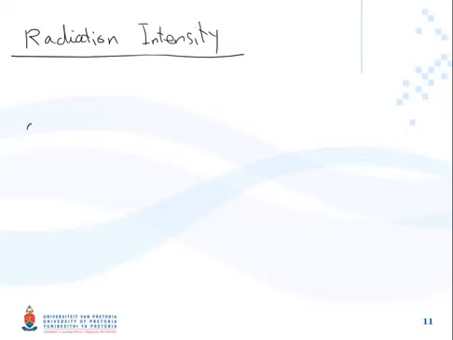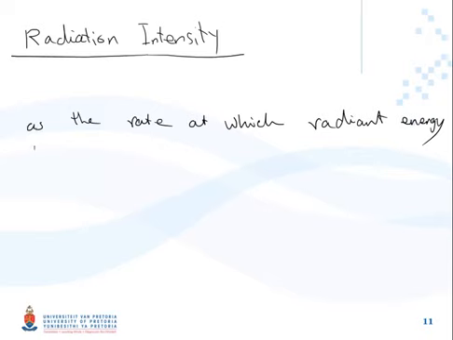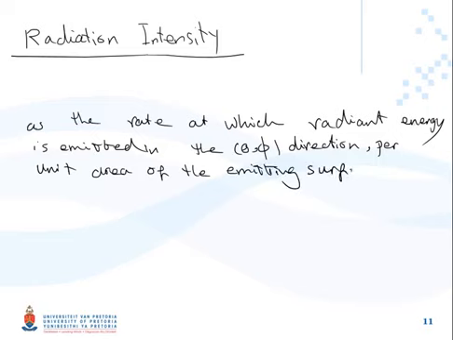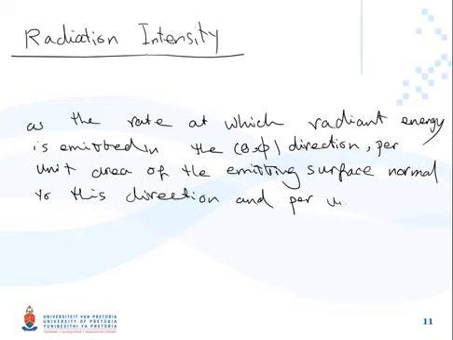It can be defined as the rate at which radiant energy is emitted in the theta and phi direction per unit area of the emitting surface normal to this direction and per unit solid angle about this direction.